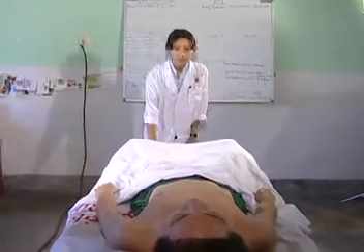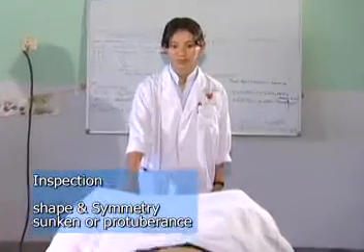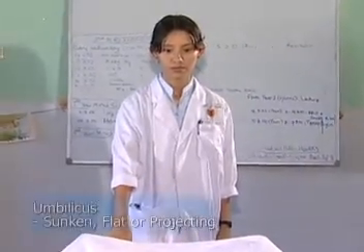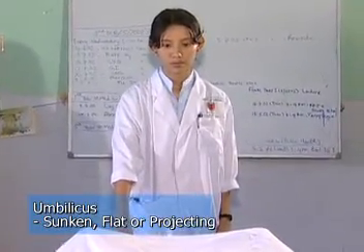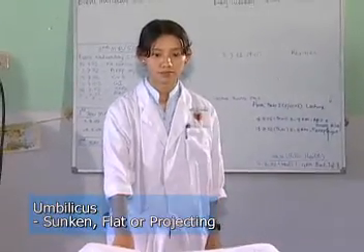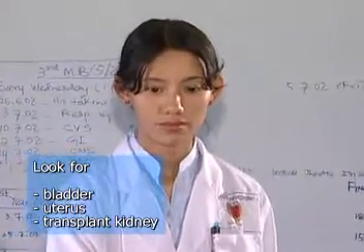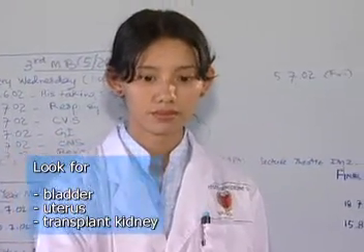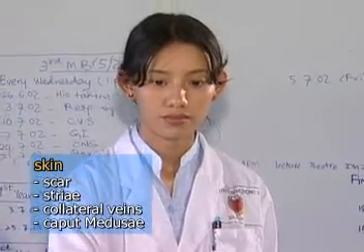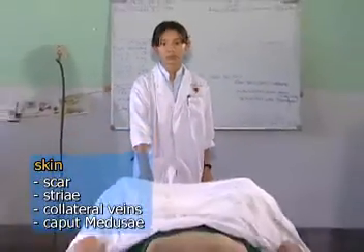In inspection, you have to observe the shape and symmetry of the abdomen, whether it is sunken or protuberant. You have to also note the umbilicus, whether sunken, flat or projecting. And also look for visible enlargement of the bladder, uterus or transplanted kidney. You have to also observe the skin for surgical scars, striae, collateral veins and direction, caput medusae.